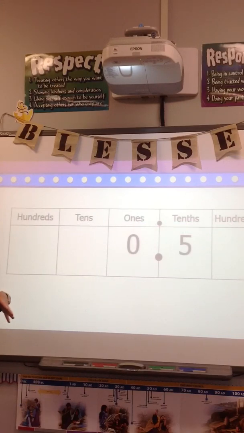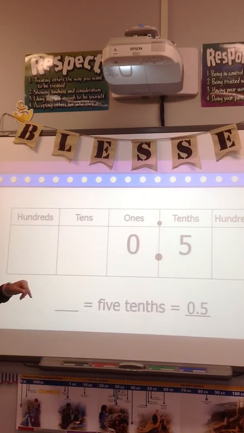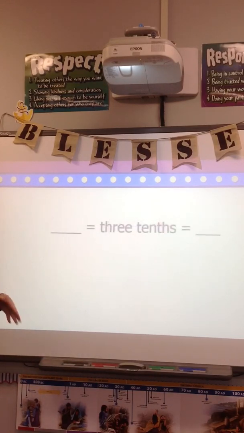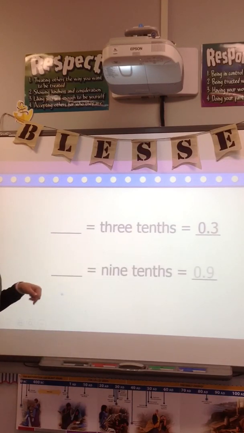Okay, this is 5 tenths, so there's no wholes here. 5 tenths is the same thing as half. 0.5 is the same thing as half. 3 tenths, no wholes, just 3 out of 10. Notice the 0 in the ones place because there are 0 wholes. 9 tenths, okay, that is 0.9, no wholes, and 9 out of 10, 9 tenths, almost 1 whole.